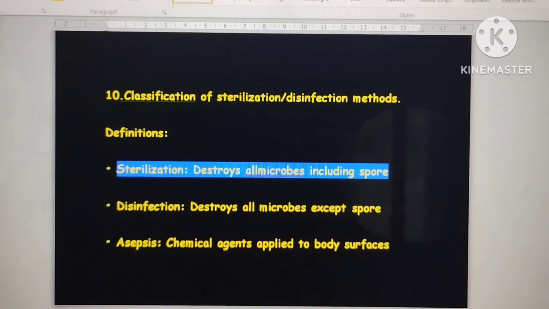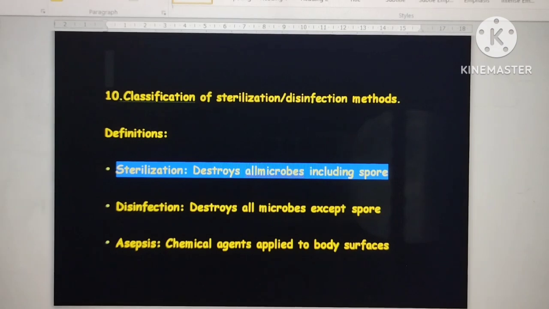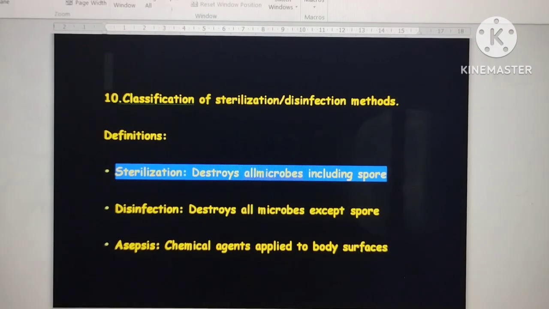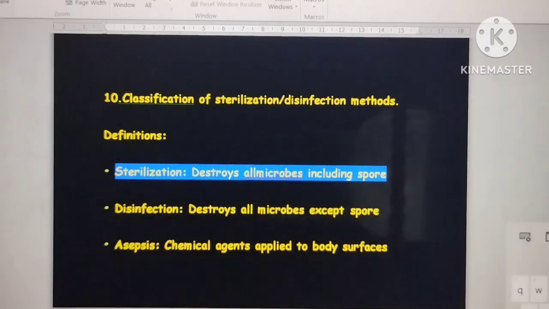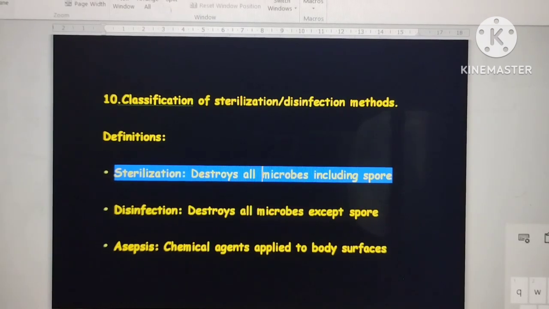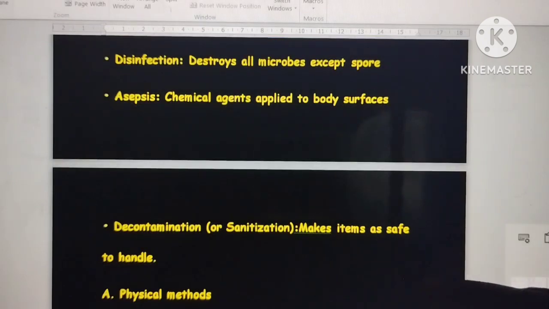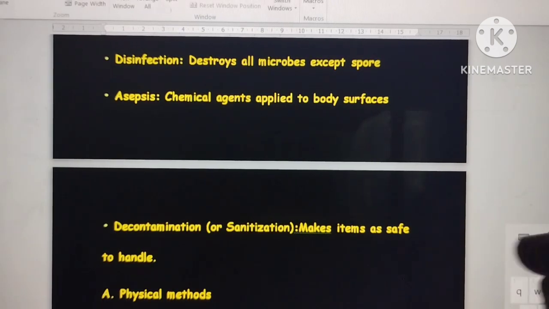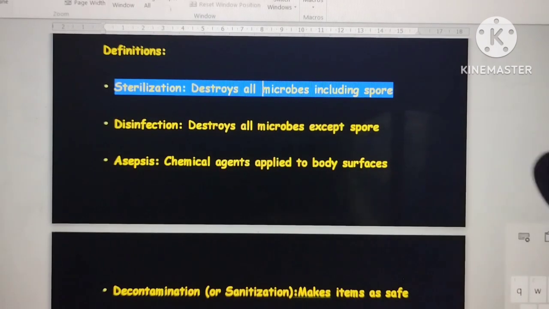Coming to the next topic, sterilization and disinfection, and this has been asked in exams. First, you need to know the definitions. Sterilization destroys all microbes. S for yes, you can remember: it destroys all microbes including the spores. Yes for yes, sterilization and spores. Disinfection destroys only the microbes and not the spores. In asepsis, a chemical agent is applied to the body surface, and decontamination makes items safe to handle. Just remember these two definitions, sterilization and disinfection.